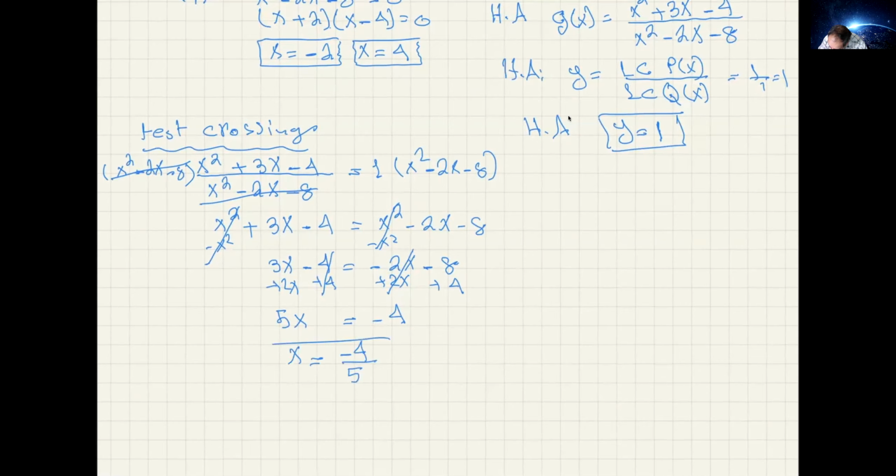So what does that mean? That means that the function crosses the horizontal asymptote y equals 1 at the point (negative 4/5, 1). So the point of crossing is (negative 4/5, 1). Okay, so this is a point of crossing.